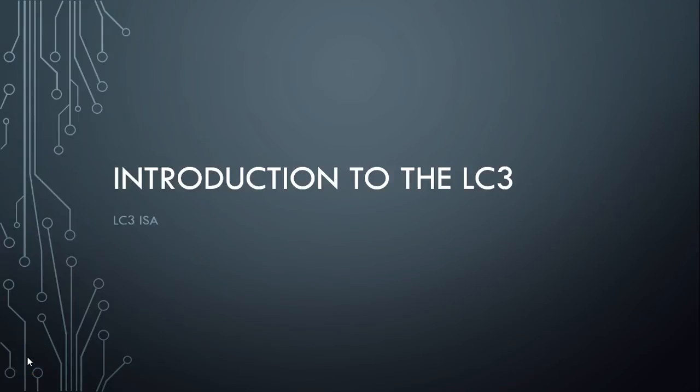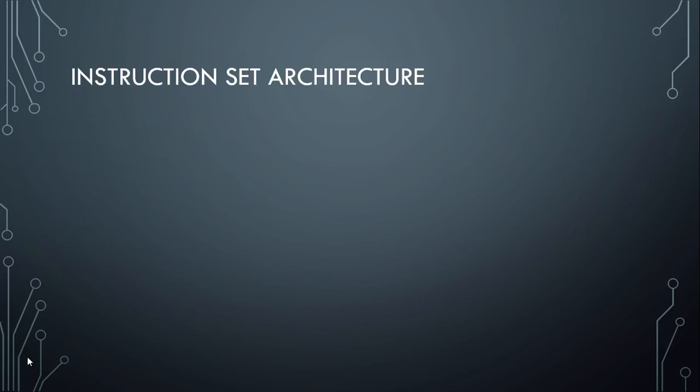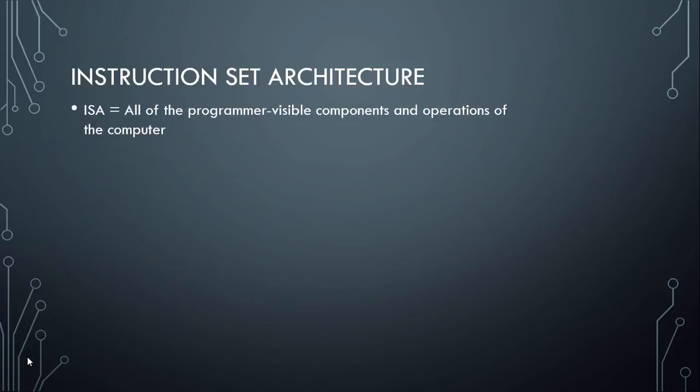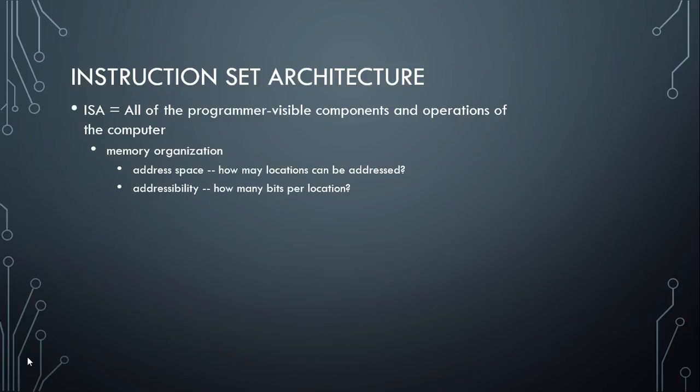We're delving now into the ISA, or if you remember, the instruction set architecture. So here's our instruction set architecture. If you recall, the ISA is all the programmer-visible components and operations of the computer. So this is things like memory organization, so your address space, how many locations can be addressed? Addressability, how many bits are assigned per location, is it 8, is it 16, is it 32?